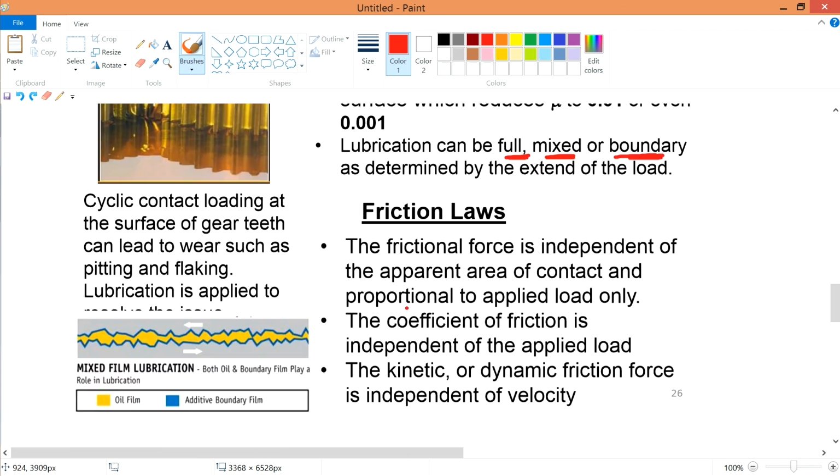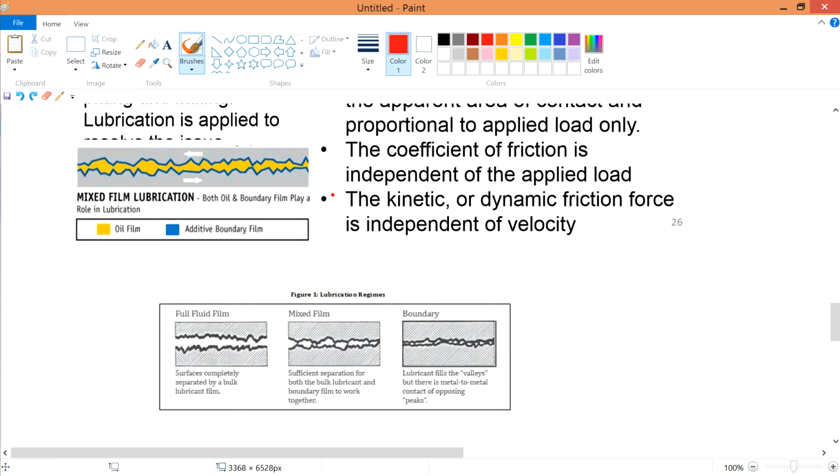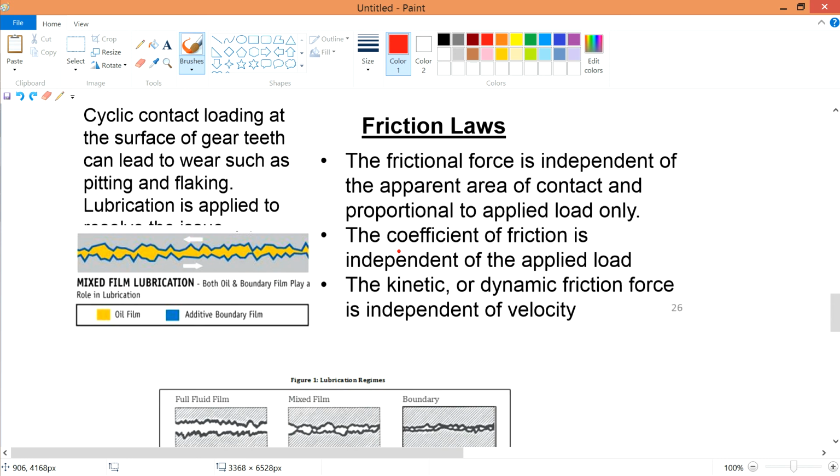Okay, and the more exact one, right? The mixed film lubrication is mixed with oil film and additive boundary film. So the boundary isn't just oil. I think it's a special type of additive, a special form. So at least you can reduce the amount of thickness, or I don't know, but yeah. So over here, this is the boundary, and then the orange color one is the oil film. So this is the mixed one.